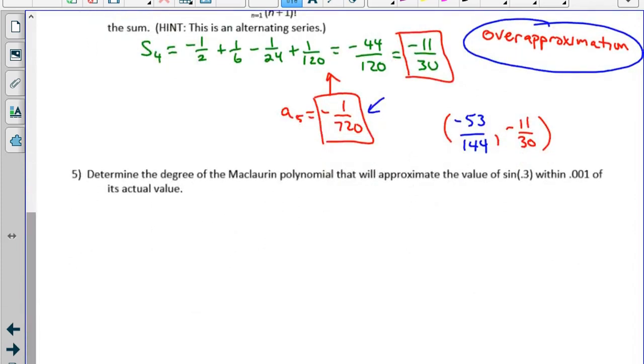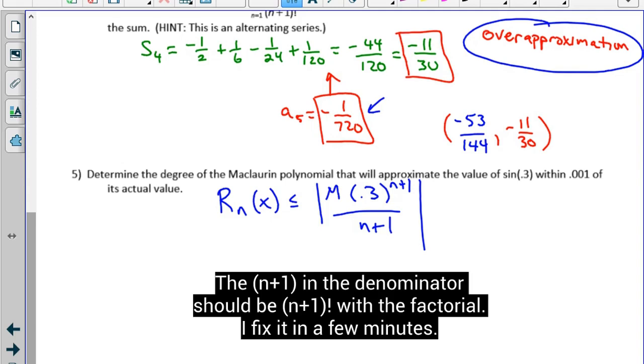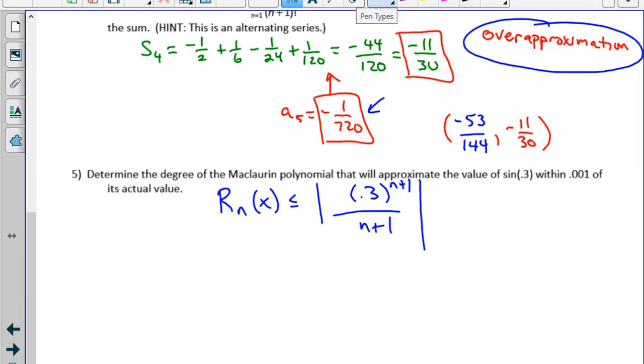Problem 5. Determine the degree of the Maclaurin polynomial that will approximate the value of sine of 0.3 within 0.001 of its actual value. So I need R sub n of x to be less than or equal to the maximum possible derivative of sine, cosine, whatever, times 0.3 to the n plus 1 over n plus 1 factorial. So once again, probably the easiest way to do that is going to be figuring out by typing in, oh, by the way, M is going to be 1. And we know that since it's a sine or cosine thing.